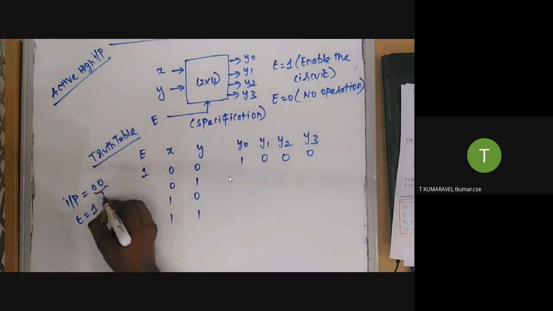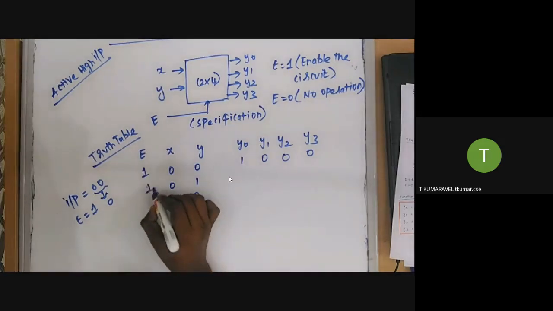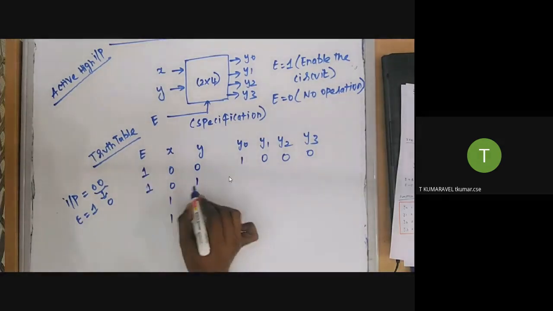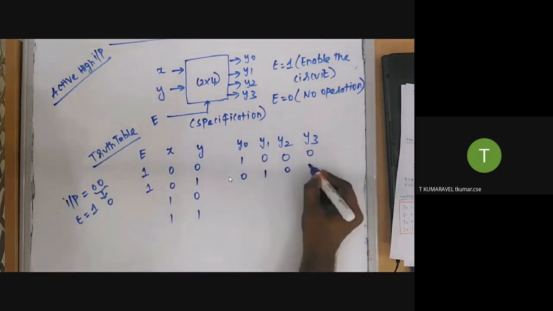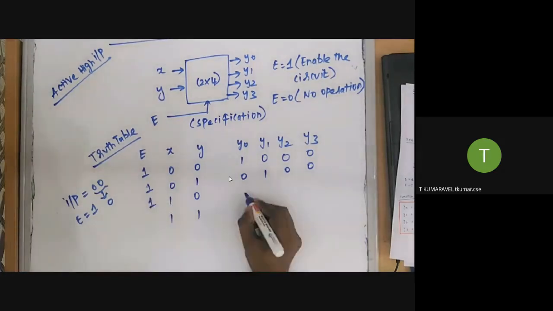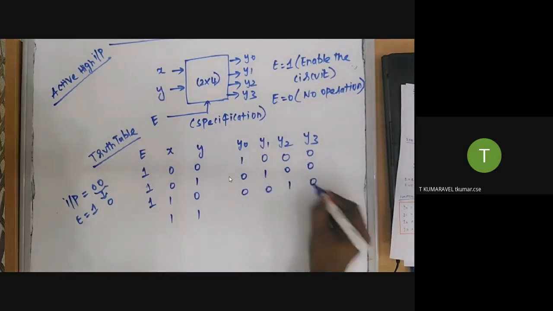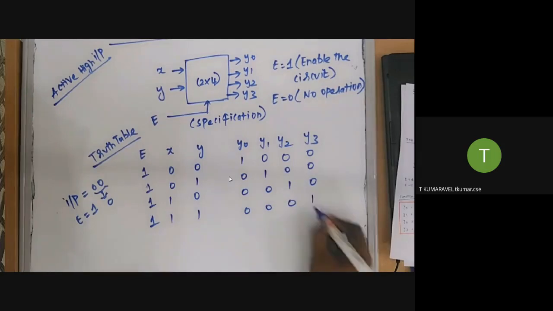So 0 0 means what? Among the 4 output lines, y0 alone is enabled. Next, again I turn on my circuit, and I provide input as 0 1. So y1 line alone is active. Similarly, in the third case, the y2 line is enabled only, and then the y3 line is enabled.